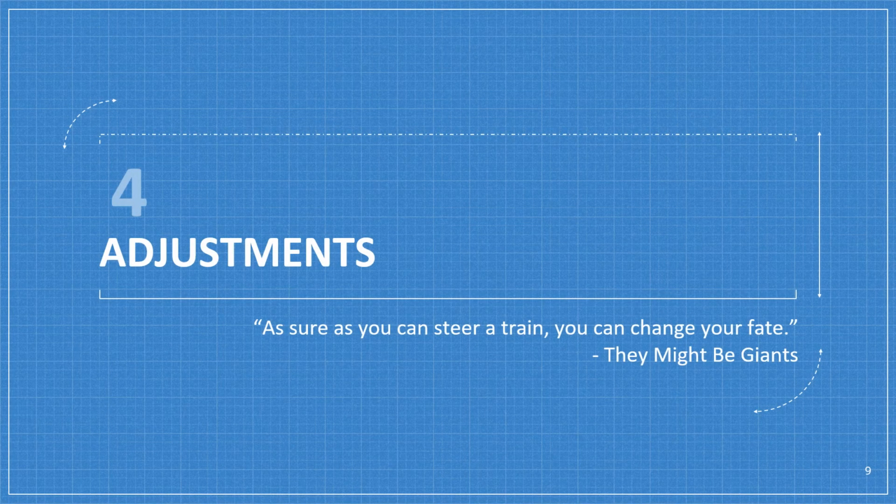Number 4, adjustments. Don't wait until the event is over to make adjustments. You can make some assessments while the event is in progress and change direction to a more favorable outcome.